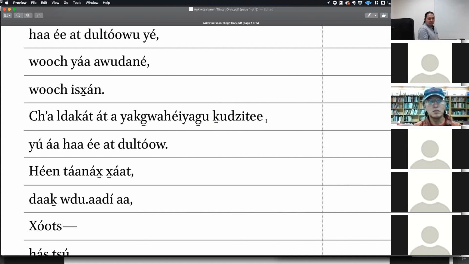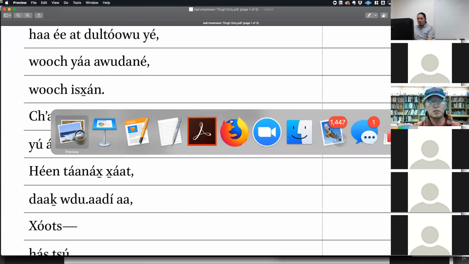Kudzati. How do we translate that? Exists. Yeah, it exists, right? Kudzati. So these are nouns. That's a noun. Then kudzati is our verb.